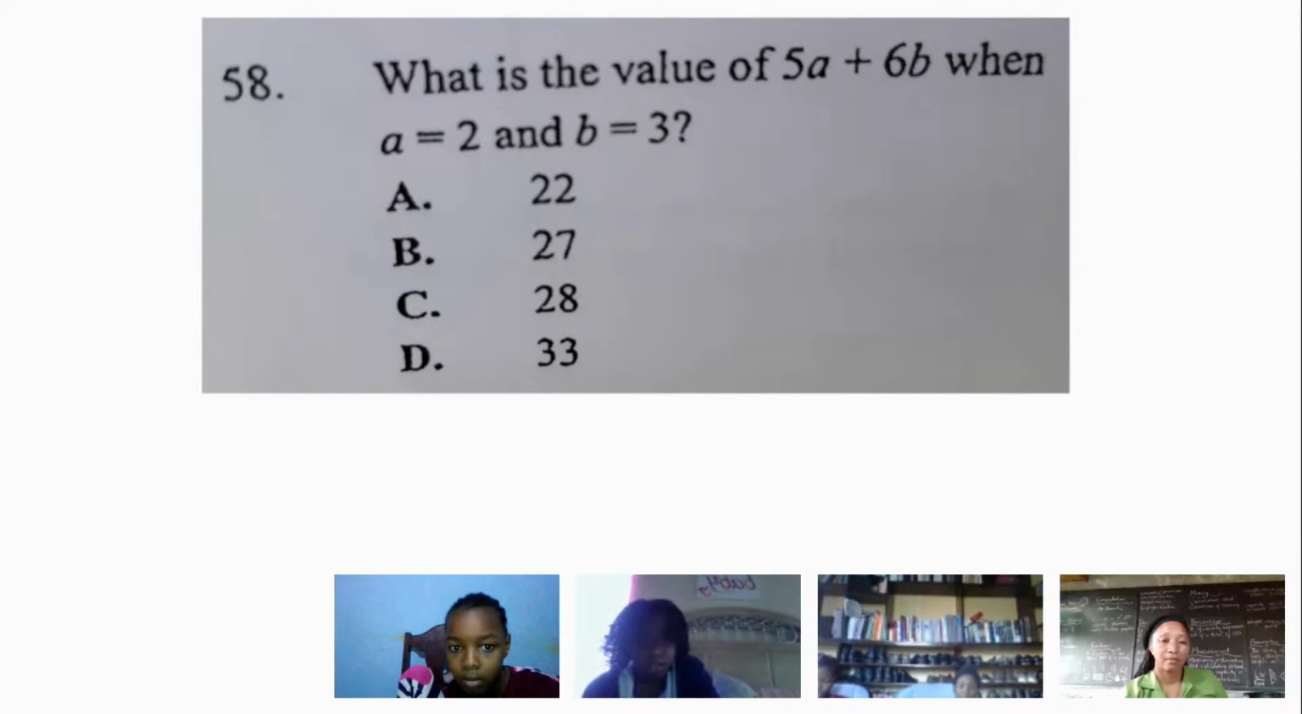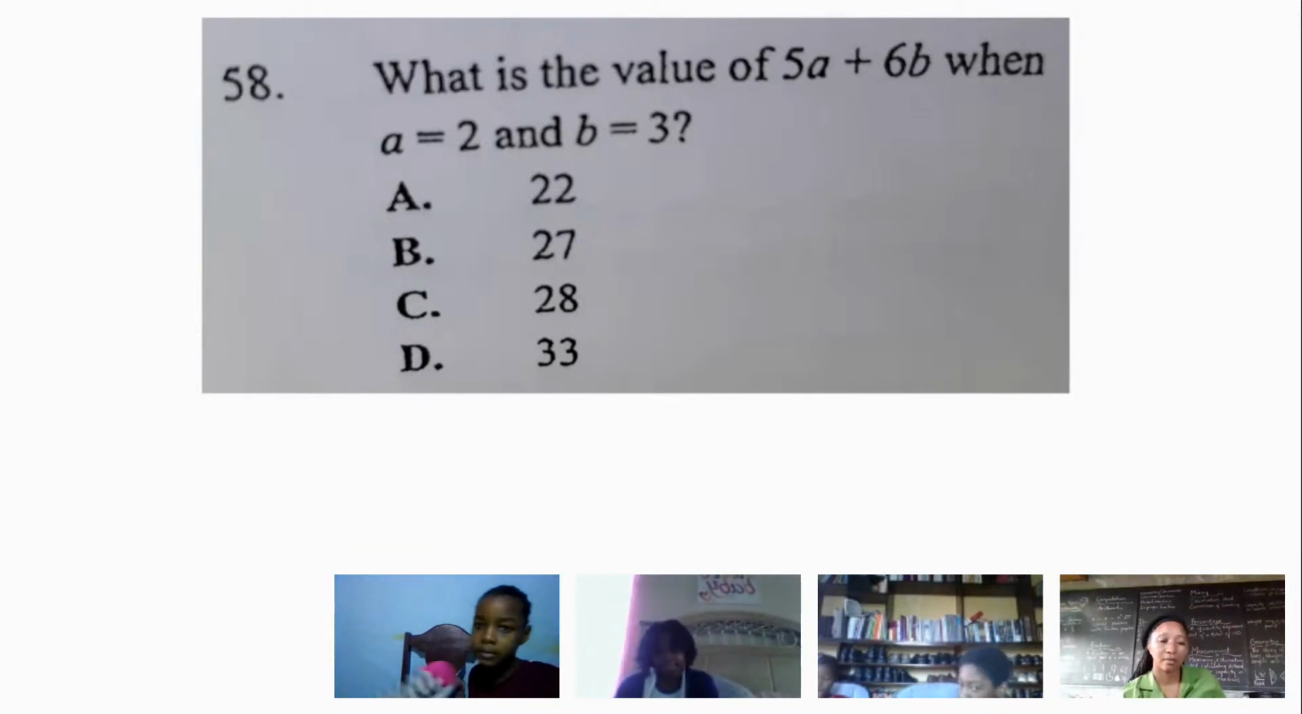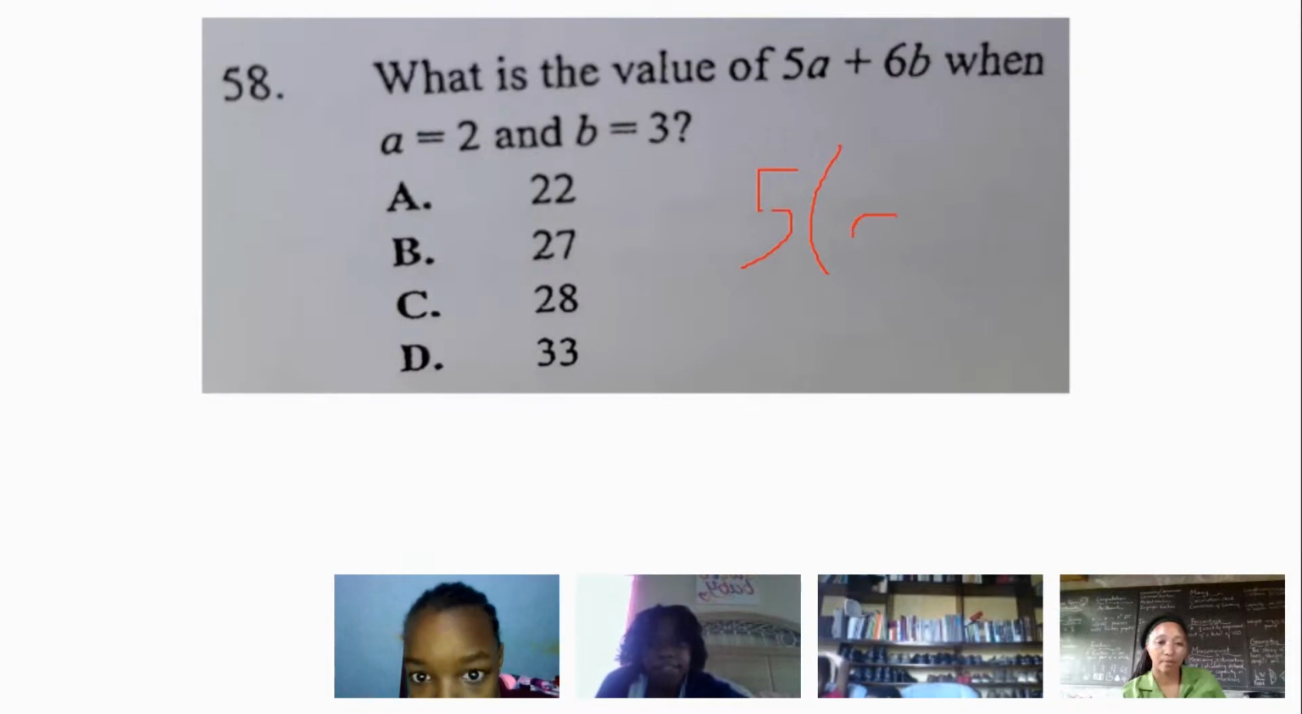All right. So what do we have for that? Miss, C, 28. All right. And how did you get 28? Miss, 5a, which is 5 times 2, is 10. And then 3 sixes are 18. And 10 plus 18 is 28.